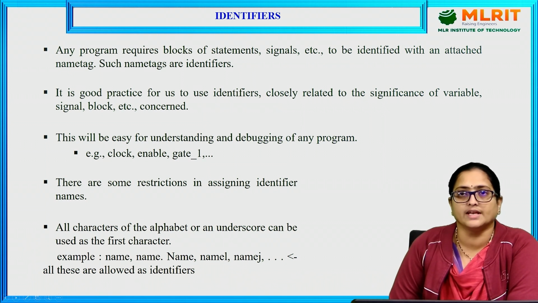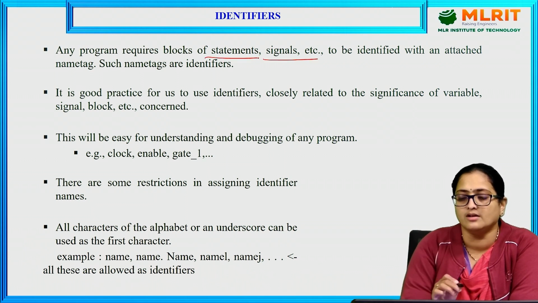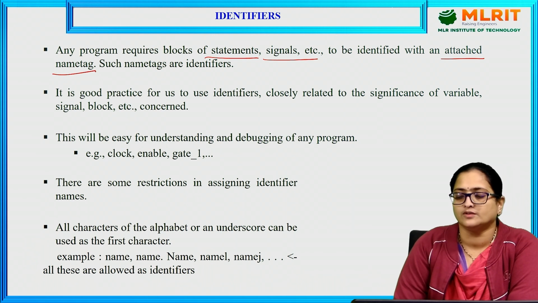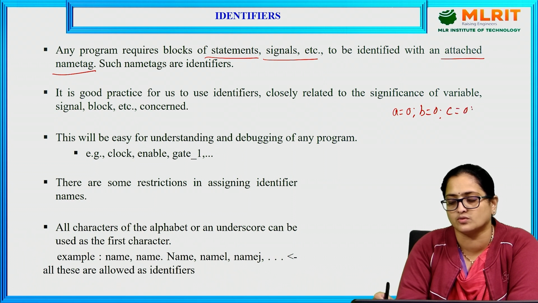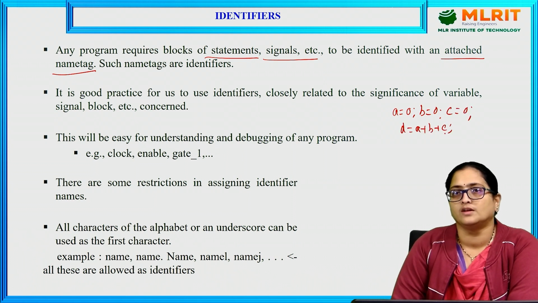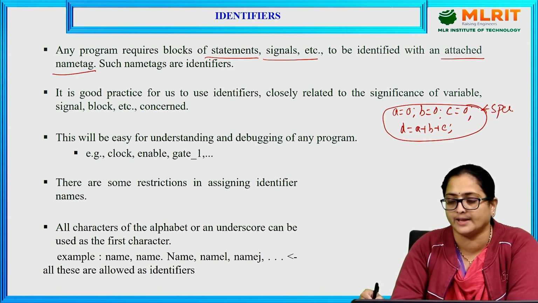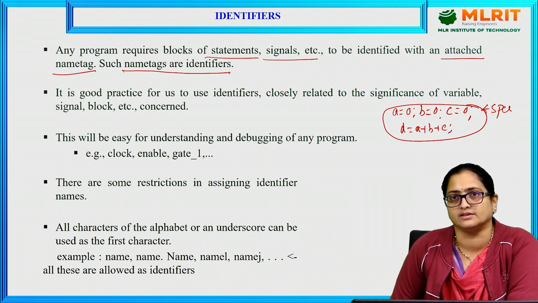Next is identifiers. Any program requires blocks of statements, signals, etc. to be identified with an attached name tag. For example, previously I took A is equal to 0, B is equal to 0, C is equal to 0 to perform an operation of A plus B plus C. So this block has to be given a specified name, and those name tags are nothing but identifiers.